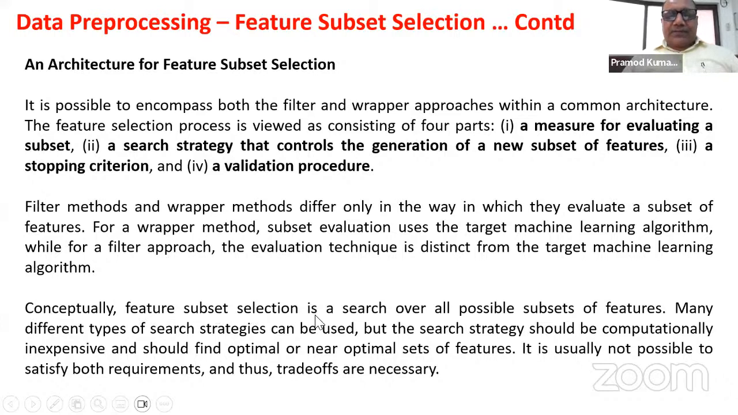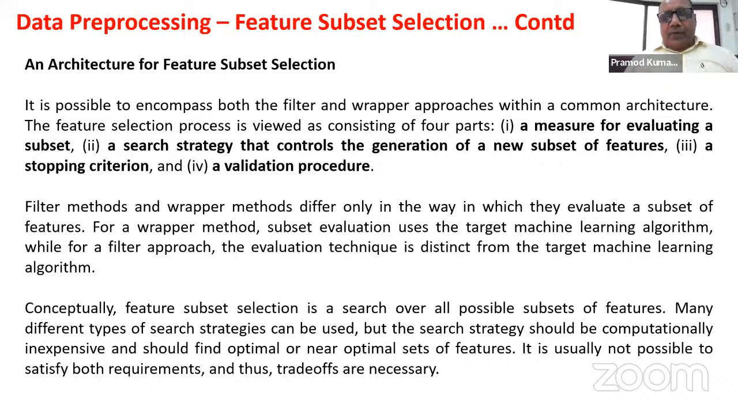Conceptually, the feature subset selection is a search over all possible subsets of the features. Many different types of search strategies can be used, but the search strategy should be computationally inexpensive and should find optimal or near optimal sets of the features. It is usually not possible to satisfy both the requirements, and thus trade-offs are necessary. What does this paragraph basically tell you? This paragraph suggests that we can view feature subset selection as an optimization problem.